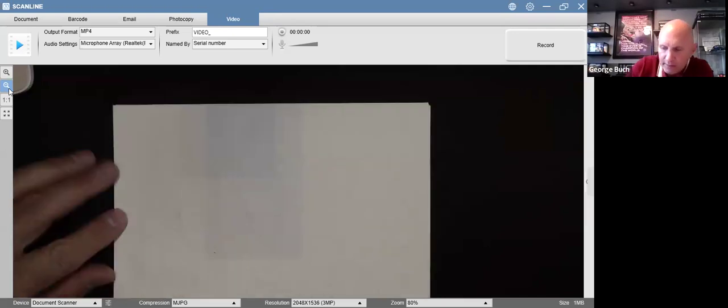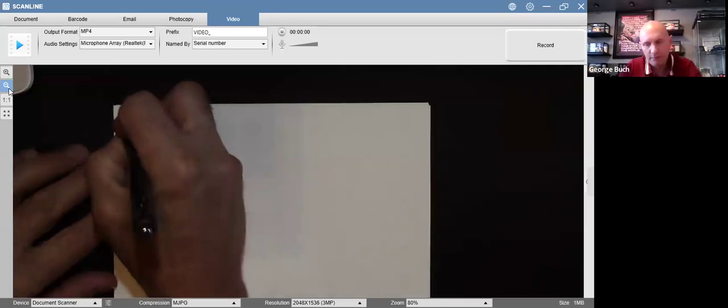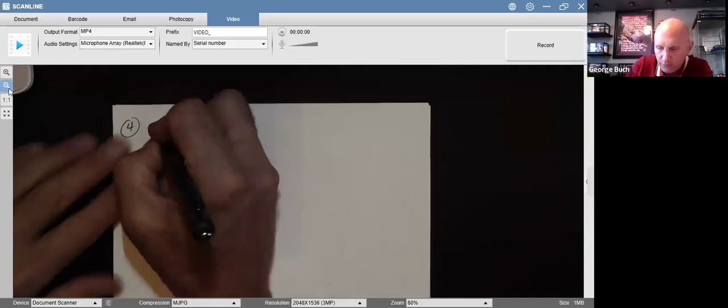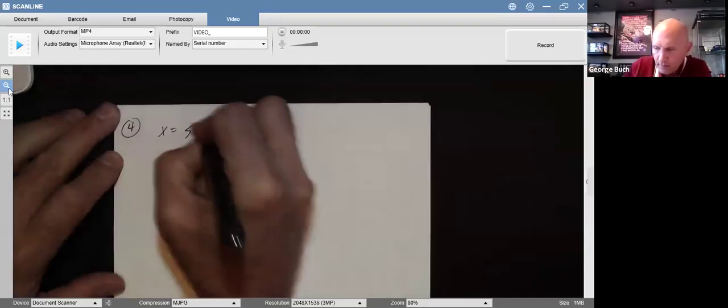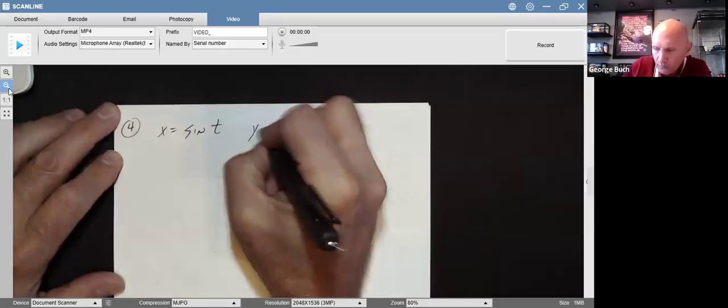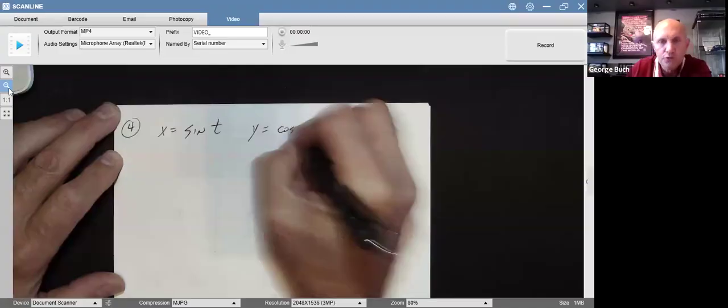All right, last but not least, we have x equals sine of t and y equals cosine of 2t.